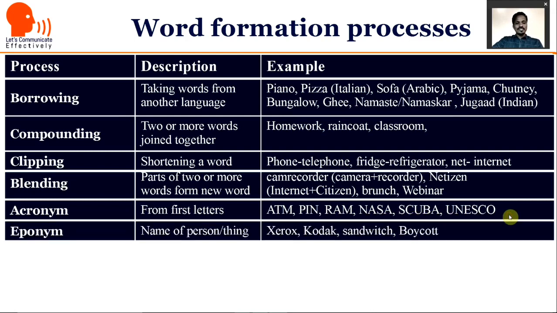Next is eponym. This is something new and something which most of us are not aware of. So there are certain words which are taken as they are, the names of products or persons or places. For example, Xerox, the name of a company. Kodak, again the name of a product. Now how the words sandwich and boycott came about, the story is very interesting.